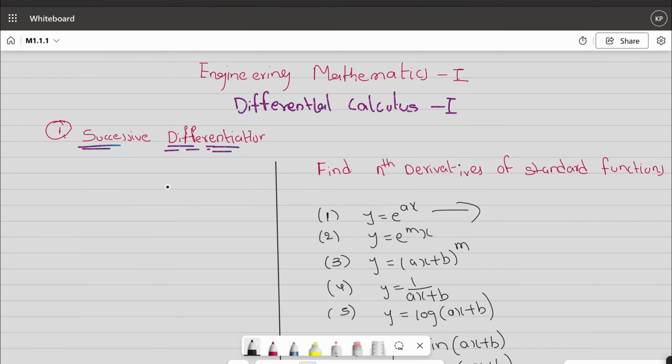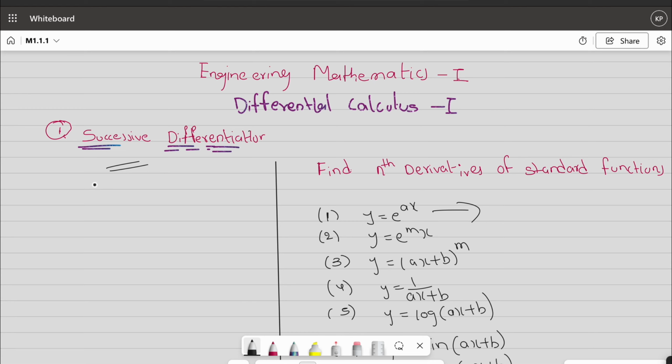Hello everyone. Today's topic is successive differentiation under the chapter of Differential Calculus 1. Successive differentiation is nothing but doing the derivation again and again for the same function, that is, differentiating the same function multiple times.